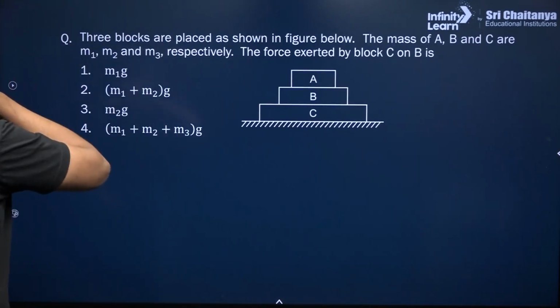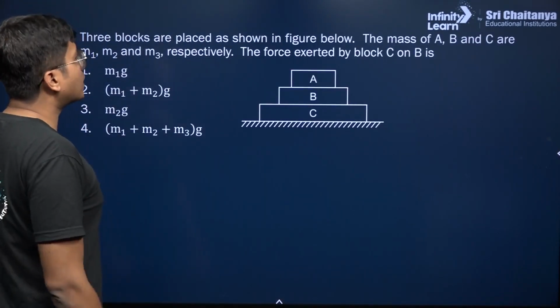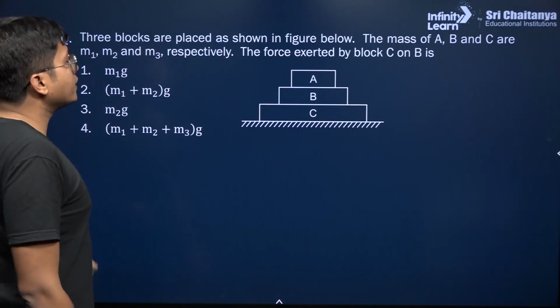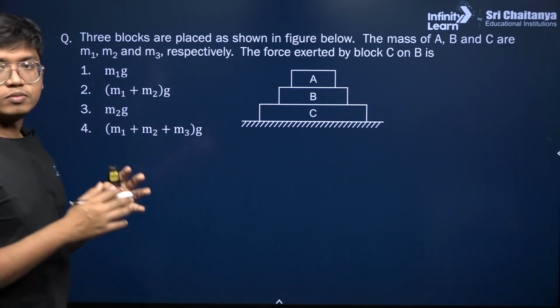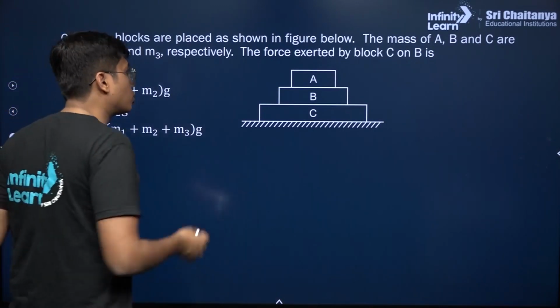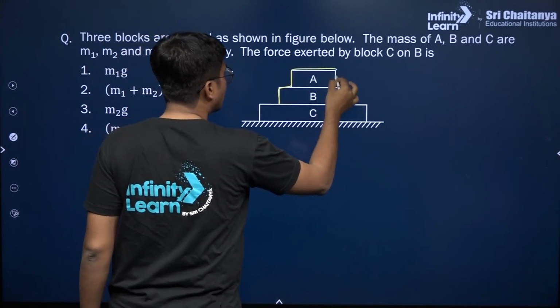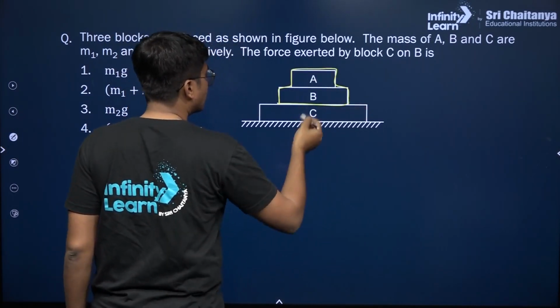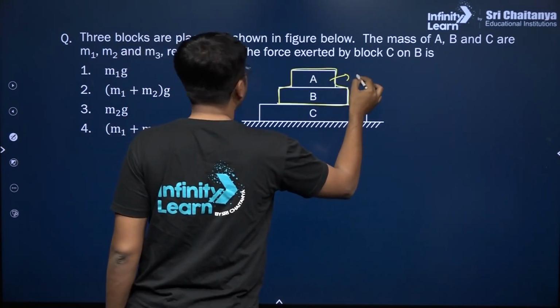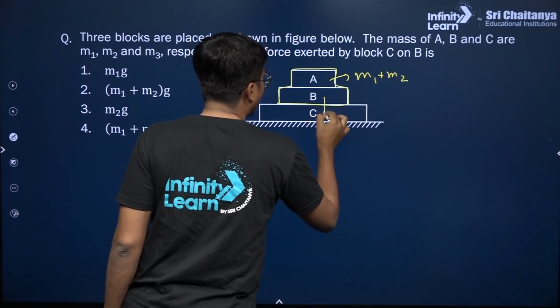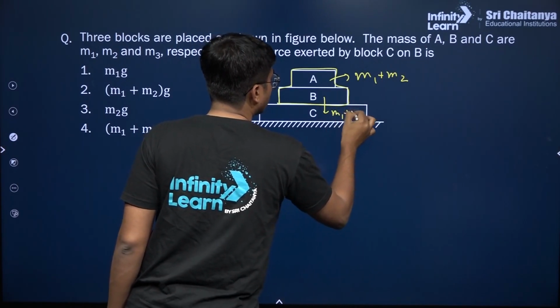Moving on. 3 blocks are placed as shown in figure. Masses of A, B and C are M1, M2, M3 respectively. Force exerted by block C on B is. So this is pretty straightforward, nothing much to understand. You can just visualize if you combine this as one single mass, then it will have a mass given by M1 plus M2. That is going to push down with M1 plus M2 G.